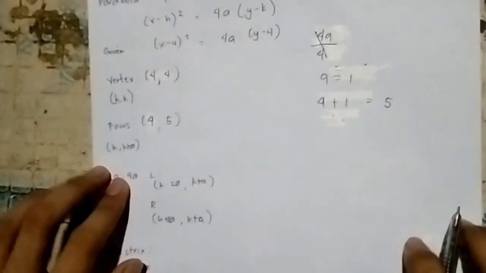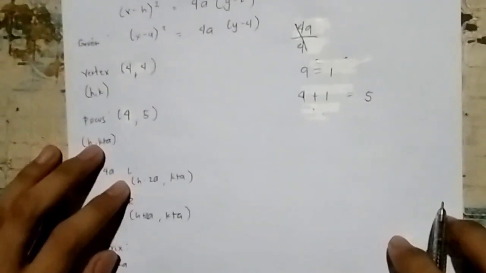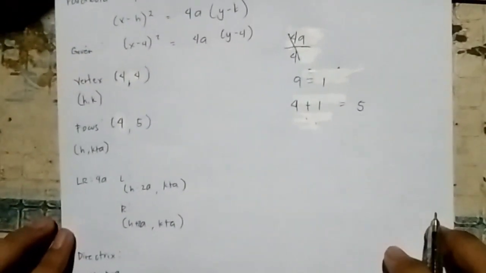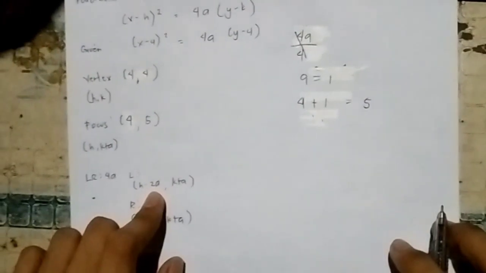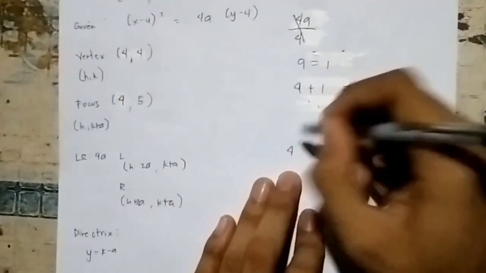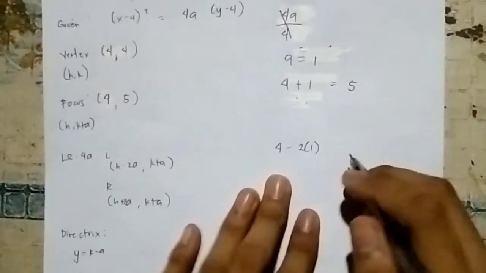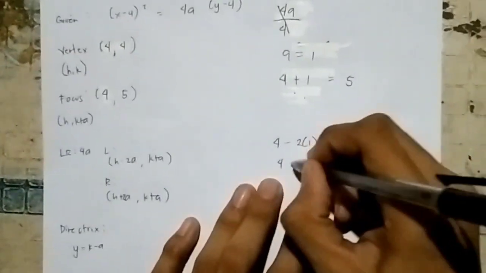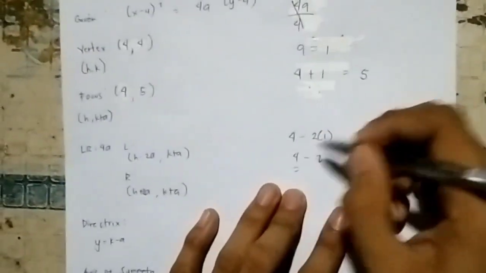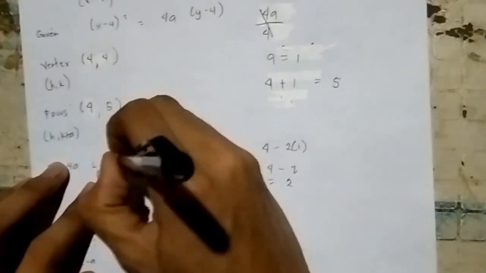Sunod naman, yung LR natin na 4a. And, kukunin na natin ang ating latus rectum. Sa L natin, meron tayong formula na h minus 2a and k plus a. So, si h, ima-minus natin siya kay 2a times the value of a. So, yung h natin na nakuha natin kanina, 4 minus 2 times a, ano yung value ng a natin is 1. So, 2 times 1 is equals to 2. 4 minus 2 is equals 2. So, ayan, yung h minus 2a natin is 2.